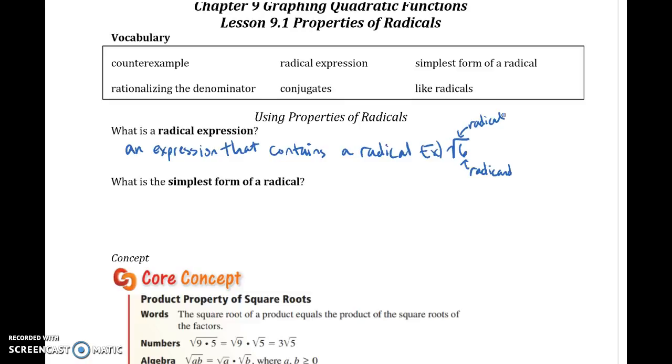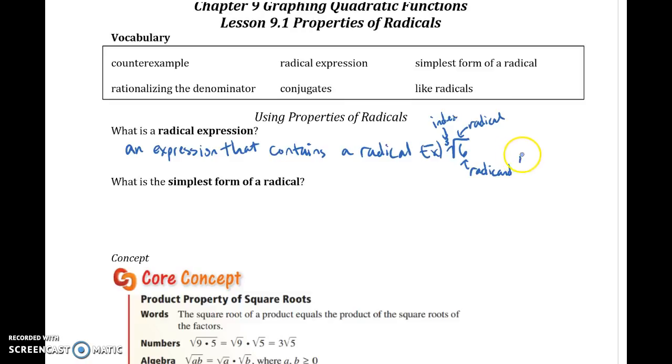We could have a third root. We can have a fourth root. So for example, if this was a little 3 here, then we call that little number the index. And that means we're looking for 3 numbers that multiply to 6 that are exactly the same. So you don't also just have to have a single radical.